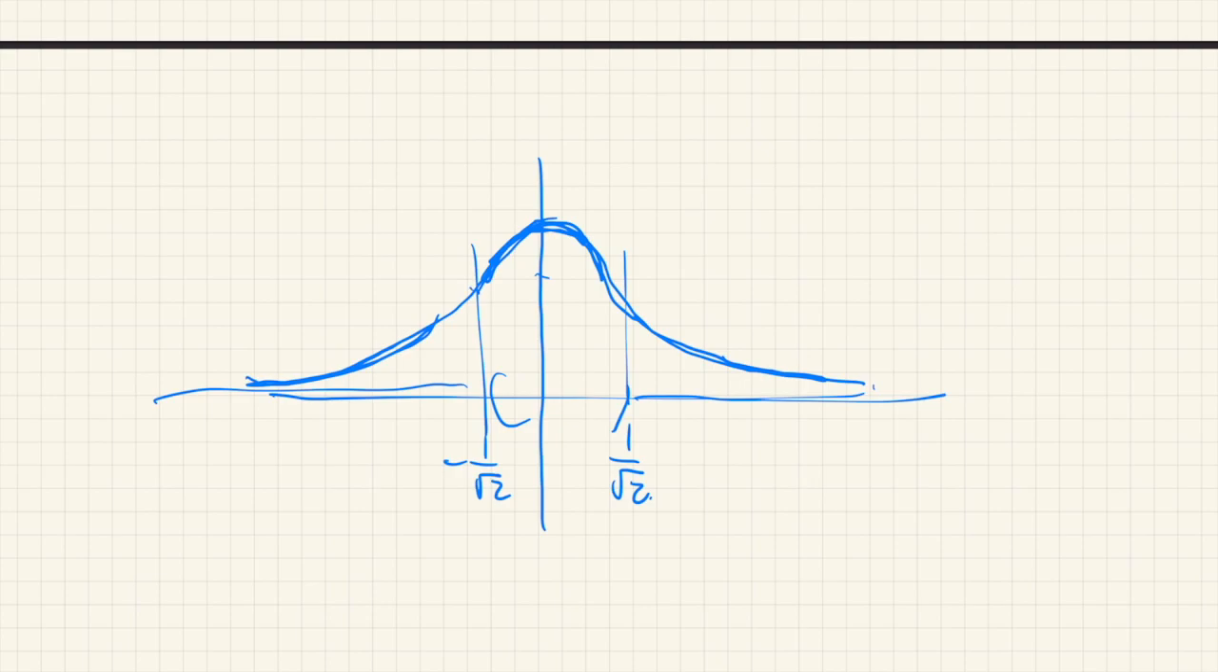So in this example, these points, plus minus 1 over square root of 2, are characteristic points of this function, and at these points, the convexity of the function changes. And these points are called inflection points. Or sometimes some people might write inflexion points.